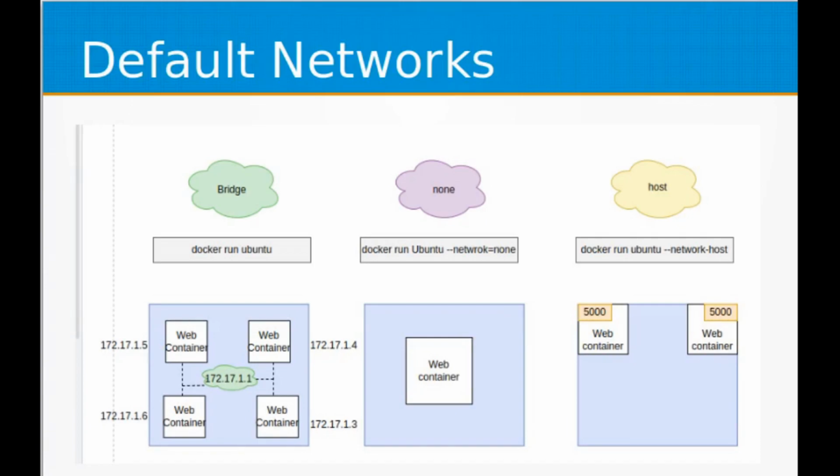So bridge is the default network a container gets attached to. But if you would like to associate the container with any other network, specify the network information using the network parameter command, which is done in the other two types, which are none and host. So let's continue talking about bridge.